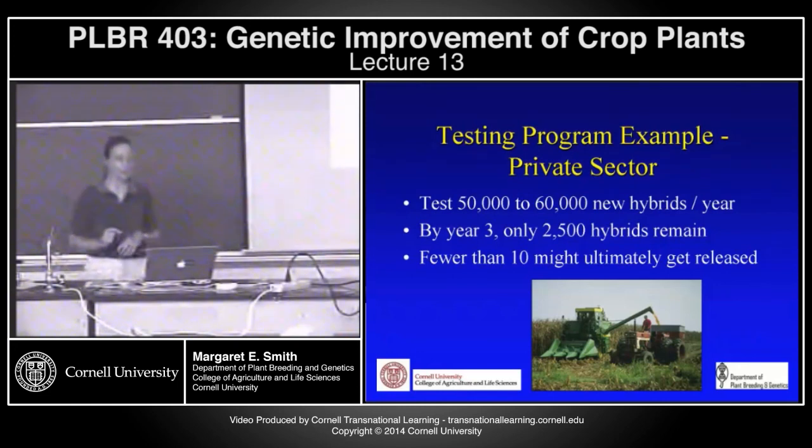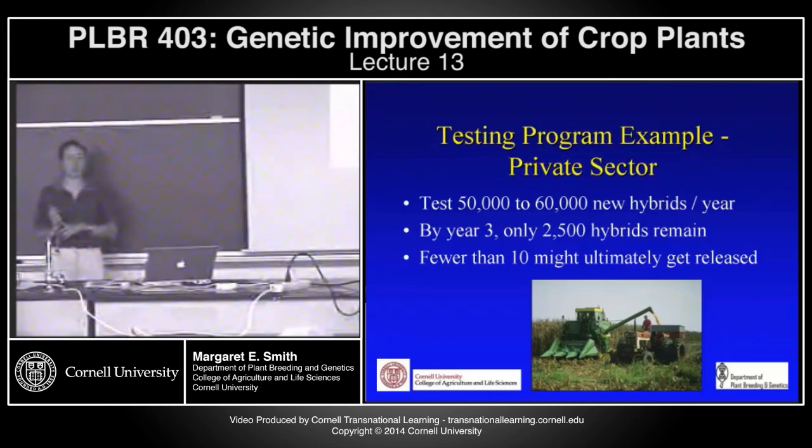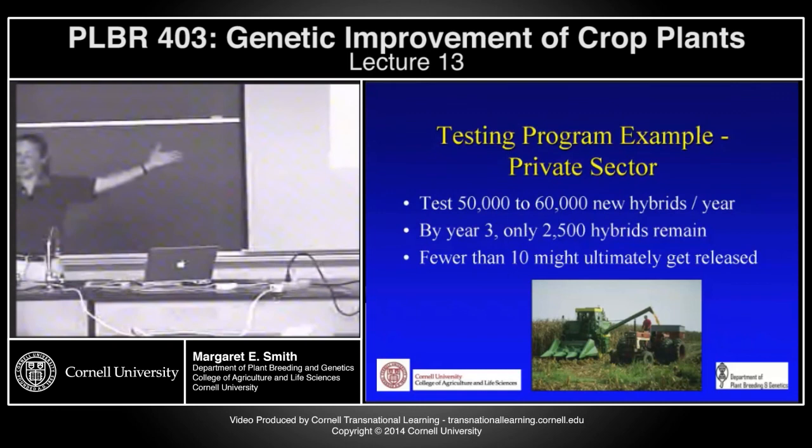By the third year of testing, they're only going to have about 2,500 of those still in the running. So that's about 5%. So you've thrown things out very rapidly, okay? And ultimately, fewer than 10 might get released. So you're sampling an enormous range of these inbreds for hybrid yield potential, the all-important trait, but the one that you don't know much of anything about until you actually test them. And you're throwing things out very quickly.